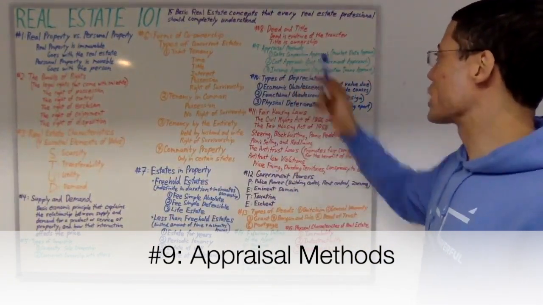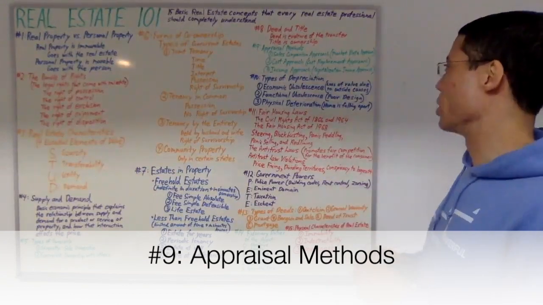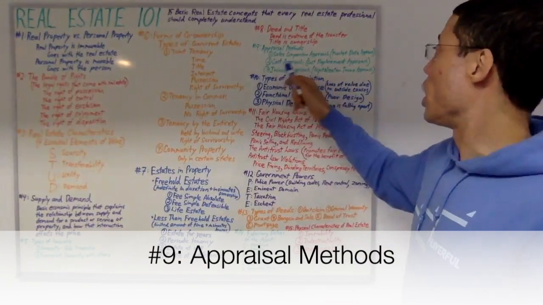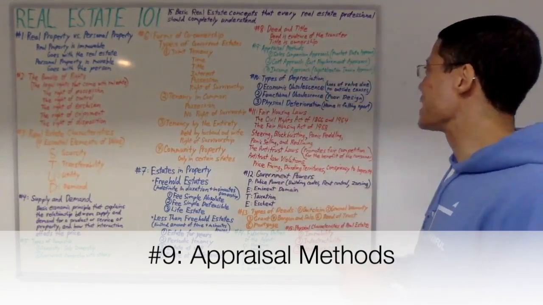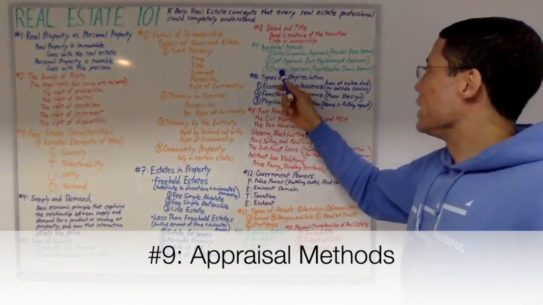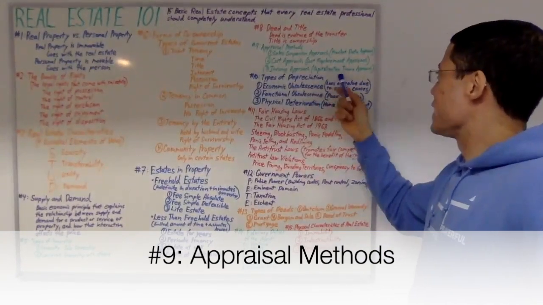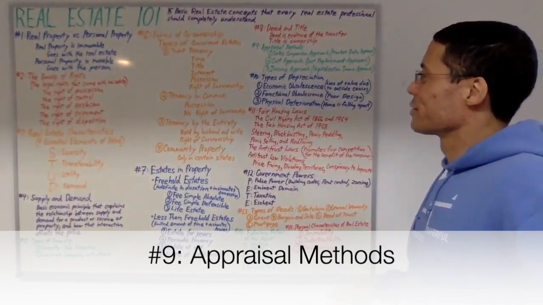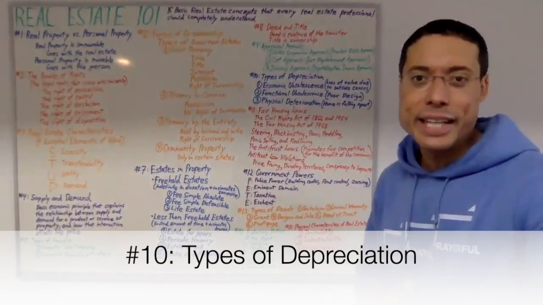Well, sales comparison approach, right? Also called the market data approach. Cost approach, which is also called the cost replacement approach. And income approach, which is also called the capitalization income approach. Concept number 10, types of depreciation.